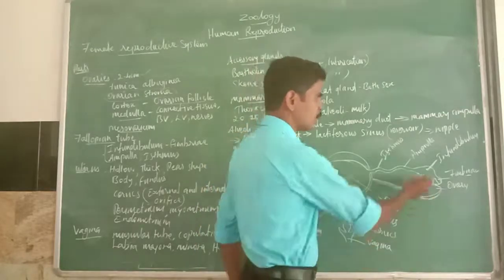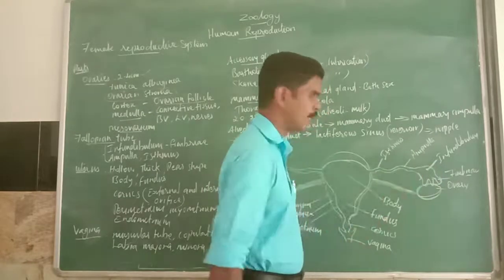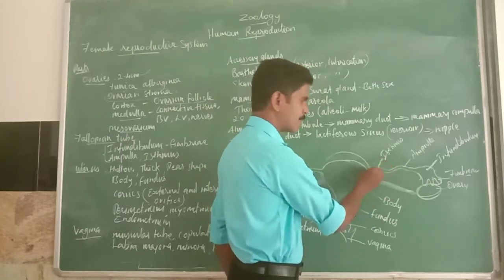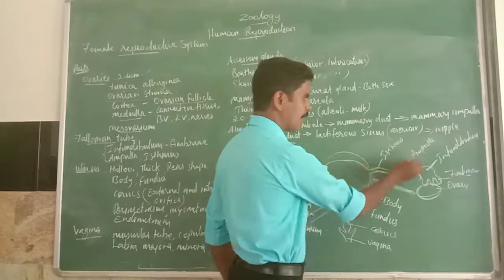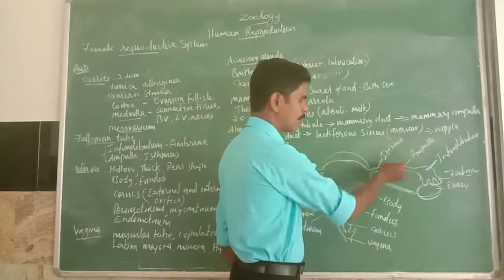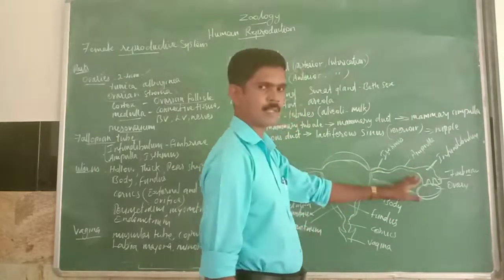Next to this infundibulum, one part is there, called the ampulla region, and next to this ampulla, the isthmus is present. This isthmus is a very short, thick-walled tube connecting the ampulla with the uterus. So the isthmus region only connects the ampulla region with the uterus. Hope you understood this point.